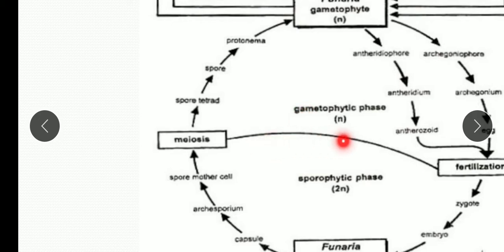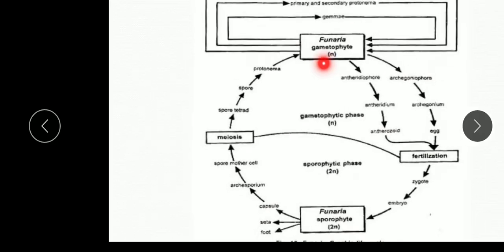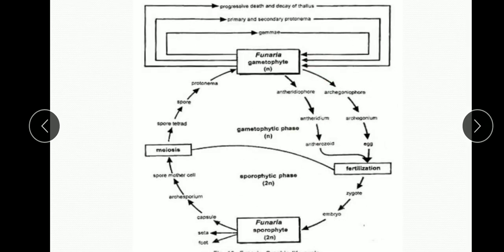So understood? Clearly you can see here the life cycle of this bryophyte is divided into two phases, the sporophytic phase and the gametophytic phase. And as I explained, in bryophytes the gametophytic generation is the dominant one, and it produces gametes to form the diploid condition. The sporophyte develops on the gametophyte first, and it is dependent on the gametophyte. So this is the ray diagram. You have to learn this graphical presentation only.